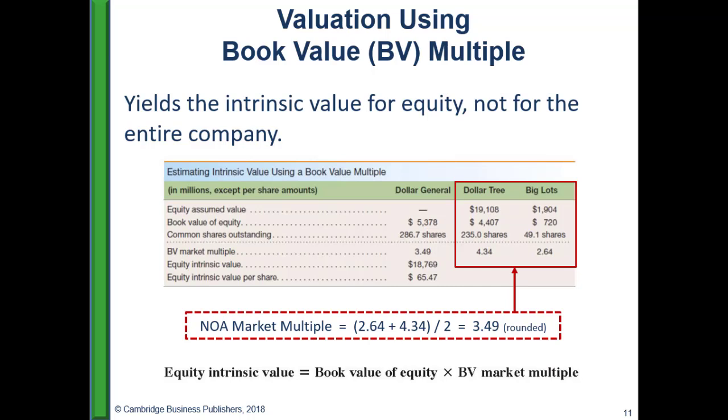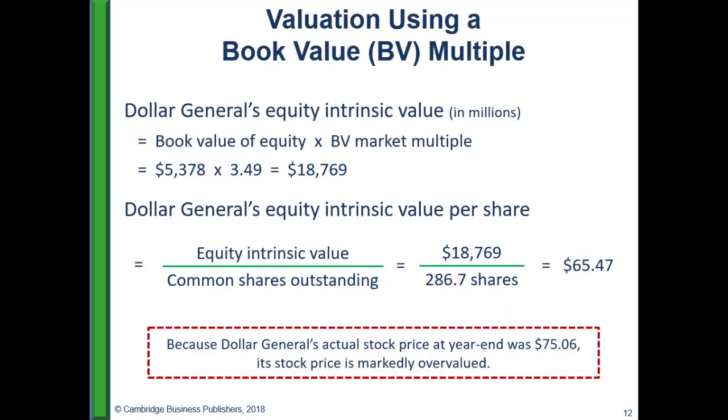And there are 235 shares outstanding at Dollar Tree. So if you divide 19,108 by 4,407, you get a book value market multiple of 4.34. Big Lots is only 2.64. The average of those is 3.49. And you multiply that by the number of shares, 286.7.